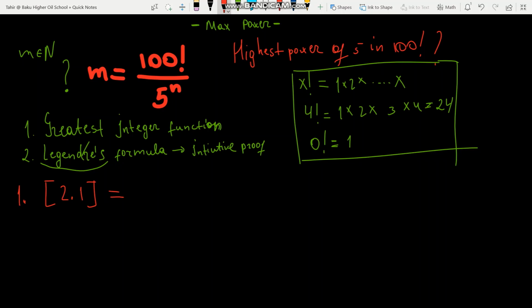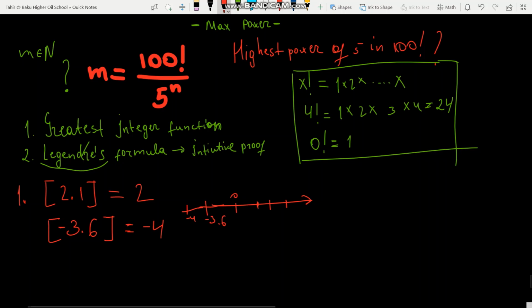For example, in our case, it will be 2. And in terms of negative numbers, for example minus 3.6, it will not be minus 3 as most of you expect. It will be minus 4, because minus 4 is less than minus 3.6. Here you can see it: this is 0, this will be minus 3.6, and this will be minus 4, which means that minus 4 is less than minus 3.6. And we will use this function.